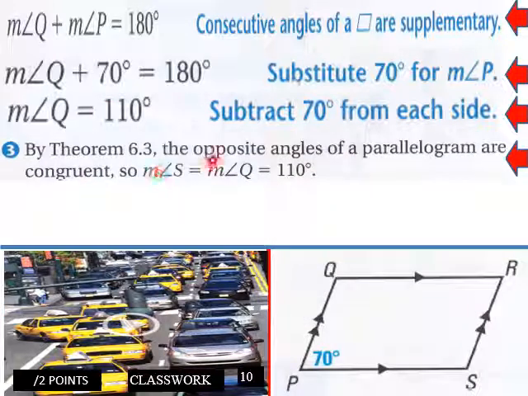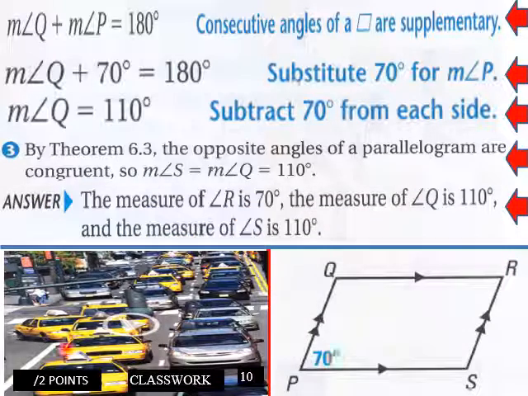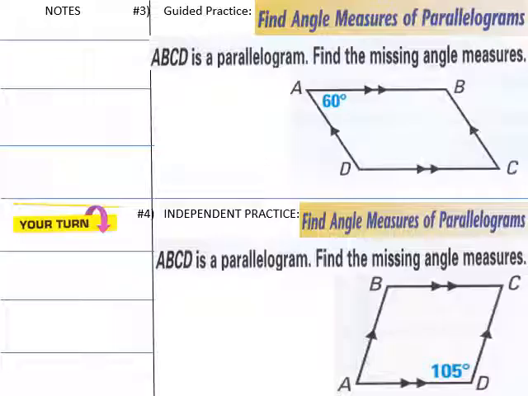And then by theorem 6.3, the opposite angles of a parallelogram are congruent. So the measure of angle S and angle Q would be the same. They'd both be 110. So the measure of angle R is 70, the measure of Q is 110, the measure of S is 110, and the angle P is 70.